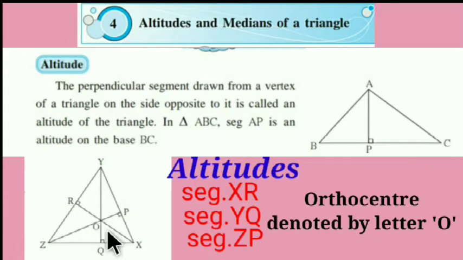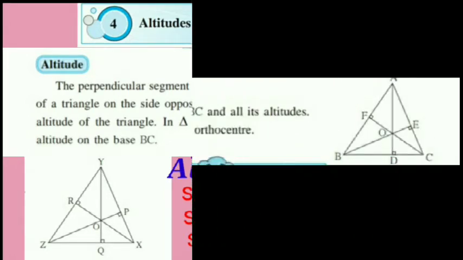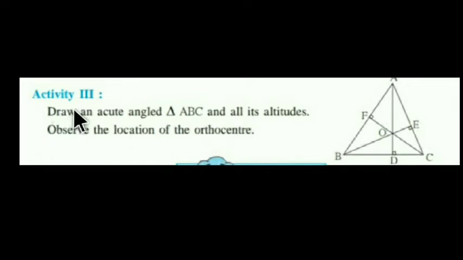And they are concurrent at the point O, and hence the point of concurrence is called the orthocenter, and this orthocenter is denoted by the letter O. Then activity number 3: draw an acute angled triangle ABC and all its altitudes. Observe the location of the orthocenter. So let us draw the acute angle triangle.